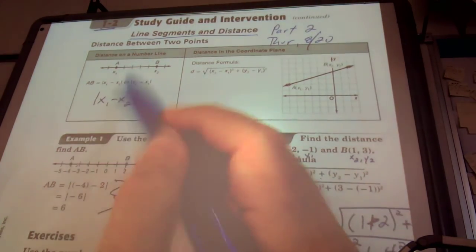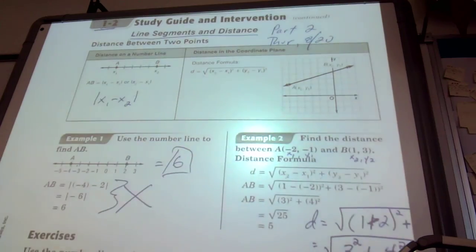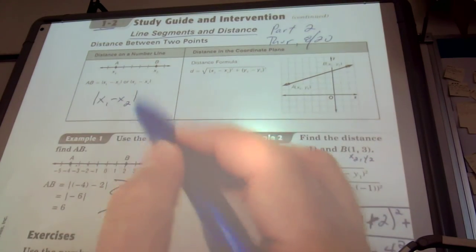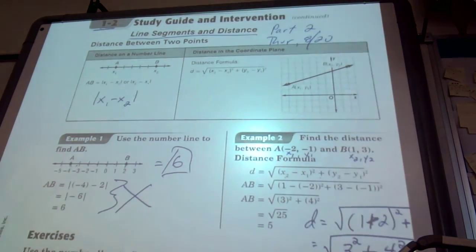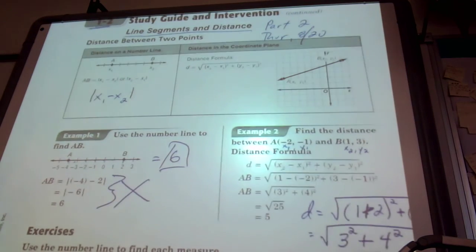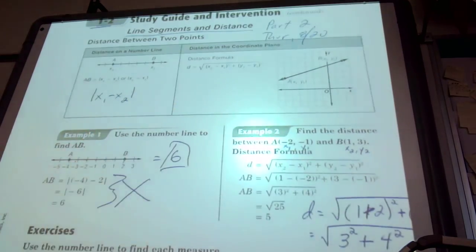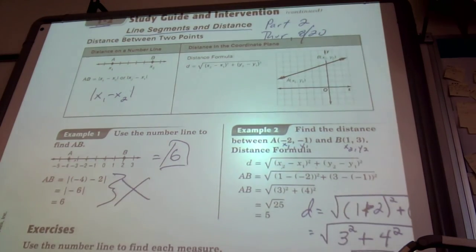The textbook teaches that when you're doing distance on a number line, you take the absolute value of the 2 points and you subtract that value. If you'll remember, the absolute value of a distance measures positively. Even if you get a negative answer in here, when you take the absolute value of that answer, it's going to be a positive answer.